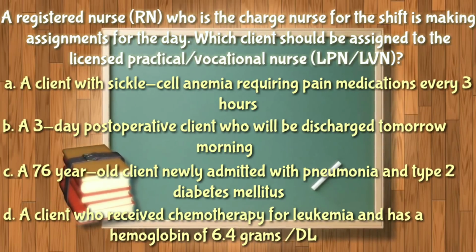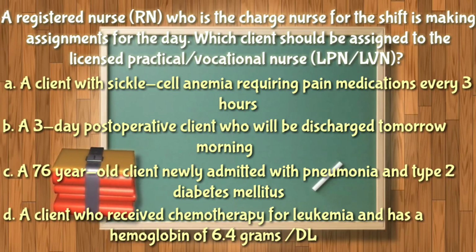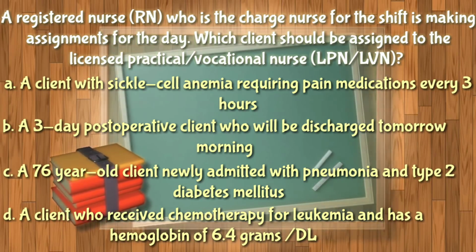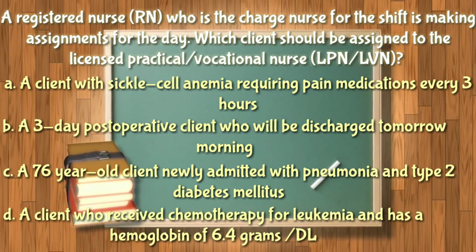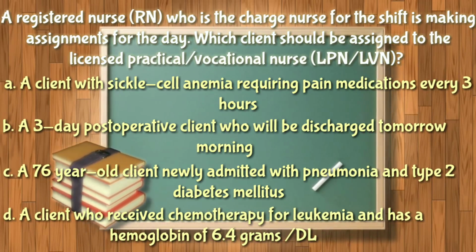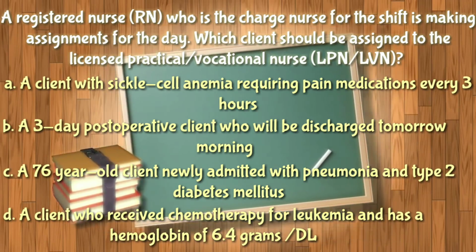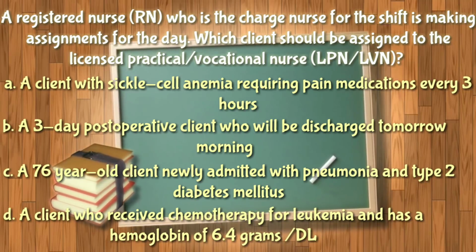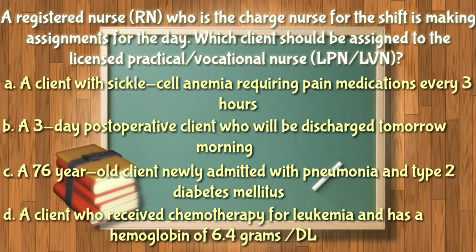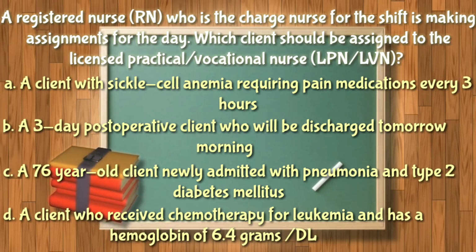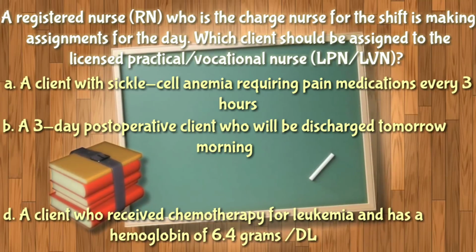So, another delegation problem. As you can see in the choices below, a 76-year-old client who is newly admitted with a chronic condition, which is type 2 diabetes, exacerbated by an acute condition, which is pneumonia, is very at risk for changes in status. That's why it requires frequent assessment. And when we say assessment, it cannot be delegated because it must be done by the nurse. So letter C is wrong.